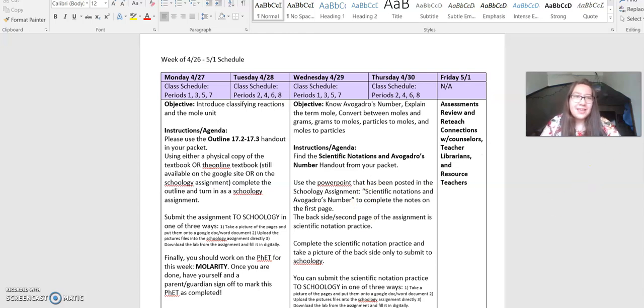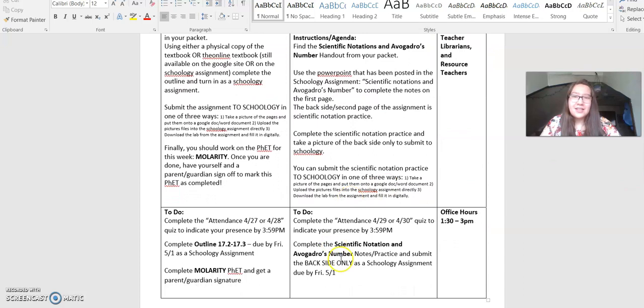Other things to be thinking about: make sure that you have done the molarity PhET this week. If you did not do that yesterday, today would be a great day to finish that up to make sure that you're on track with the PhET project.